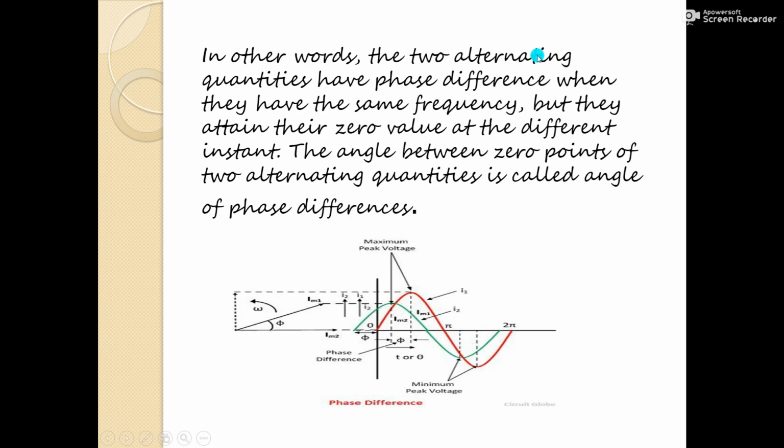In other words, two alternating quantities have a phase difference when they have the same frequency but they attain their zero value at different instants. The angle between the zero points of the two alternating quantities is called the phase difference. So here you will see the phase difference phi between the two quantities. The quantities are originating from their zero position at different times.